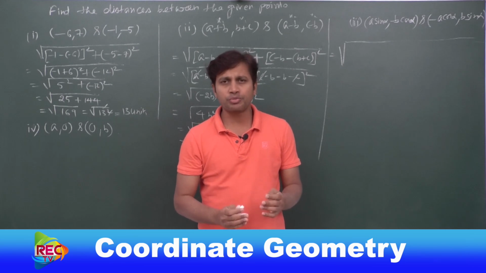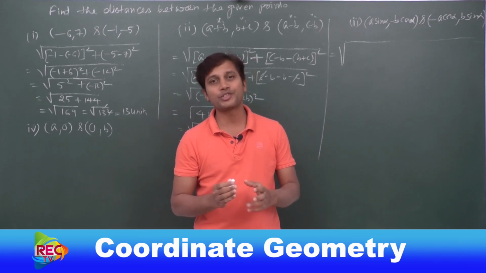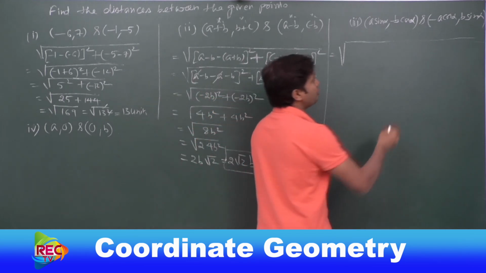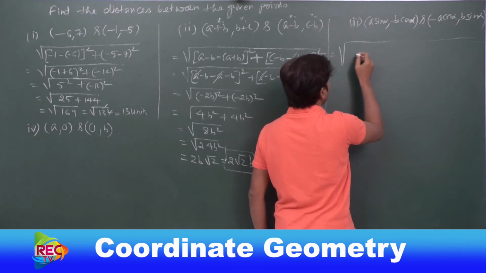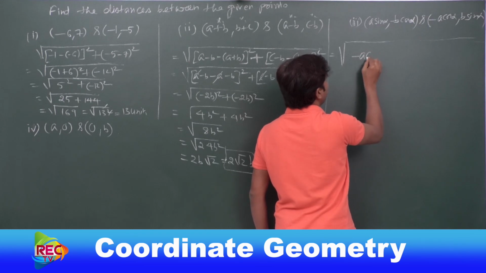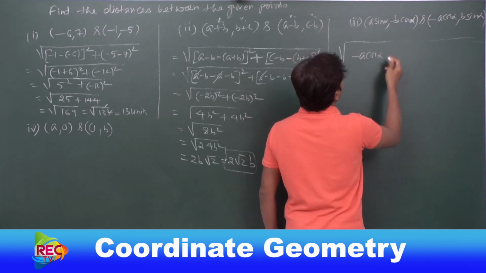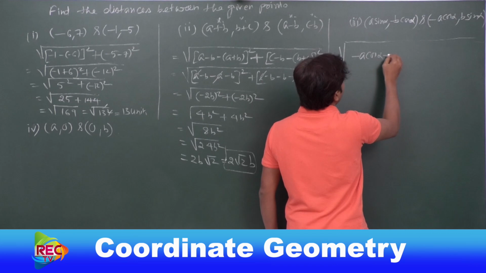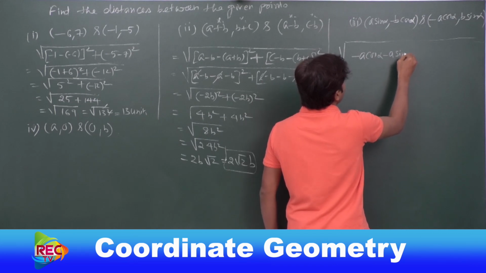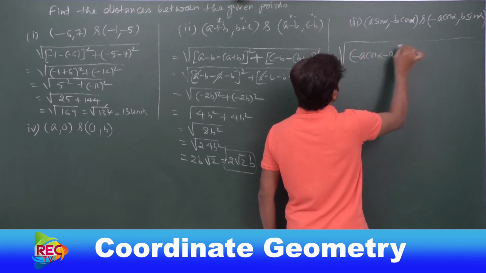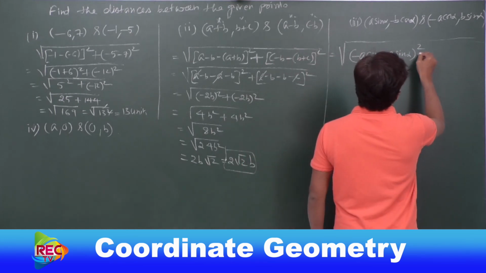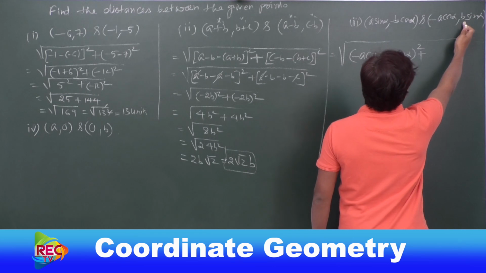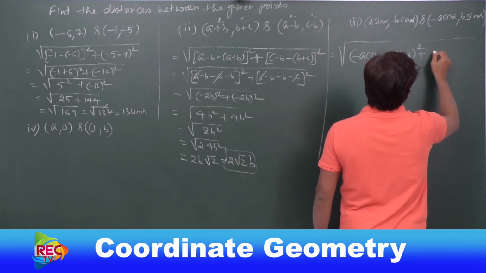Under square root (x2 minus x1) whole square plus (y2 minus y1) whole square. So (x2 minus x1) whole square. What is x2 here? Minus a cos alpha. Write it down, minus a cos alpha, minus a sin alpha, whole square. Now again plus, y2 minus y1, b sin alpha.